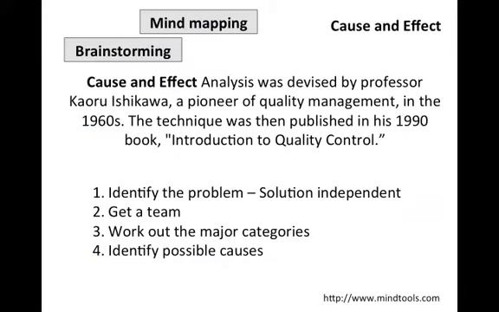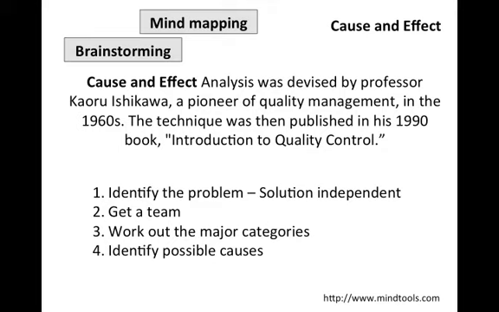The next is a cause and effect diagram. Cause and effects analysis was devised by Ishikawa, and it was a way of really using mind mapping and brainstorming together to try to get an organized way. Sometimes people call it a fishbone diagram too. The first thing you do, the order that you do things, is you first identify the problem.